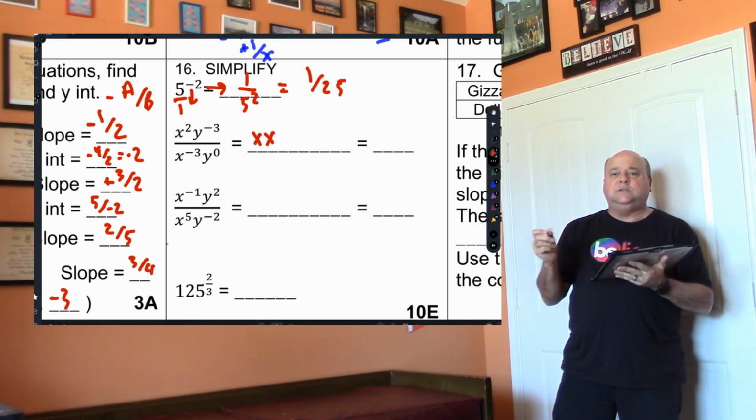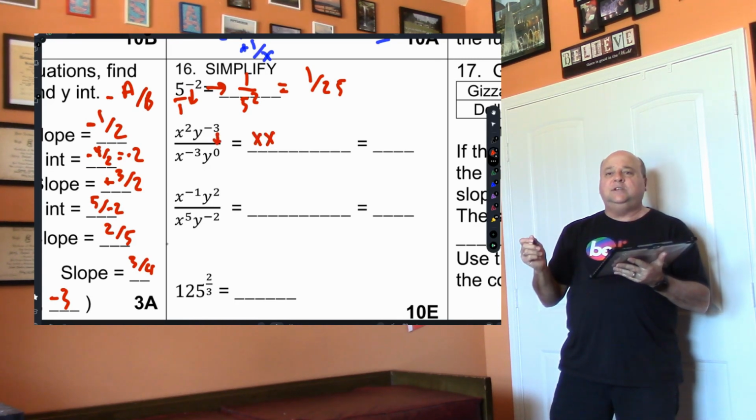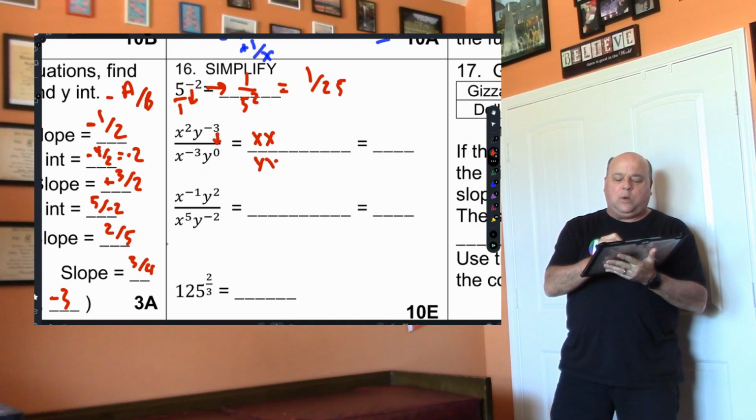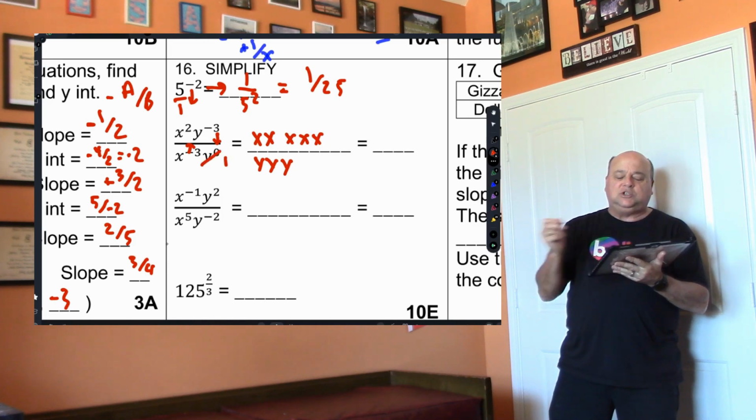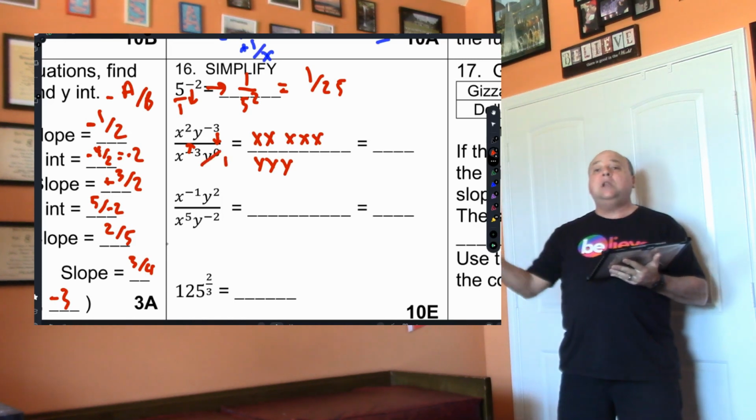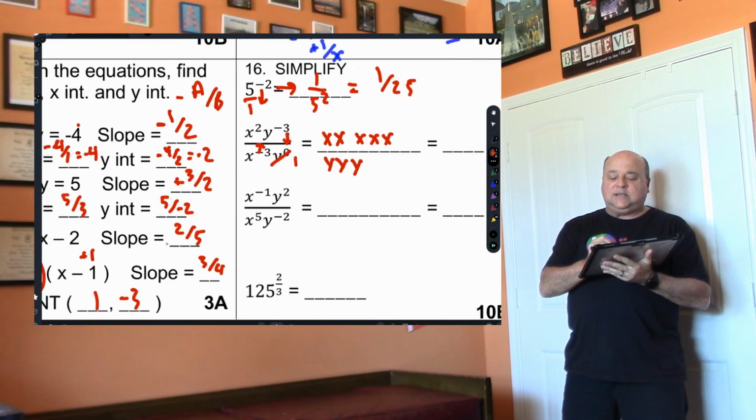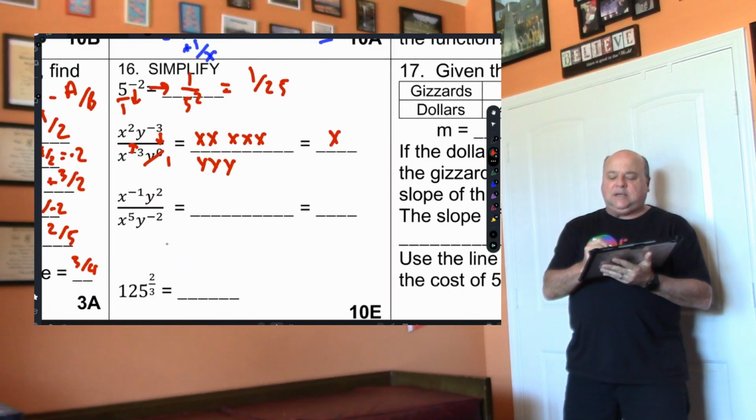Okay, so right here we have x squared. I'm going to put 2 x's. My y to the negative 3 is going to go to the bottom. So I need 3 y's on the bottom. My x to the negative 3 goes to the top. And my y to the 0 is just 1. I don't need it. Whatever's left is the answer. So notice I got 5 x's. That's x to the 5th. And I got y cubed.